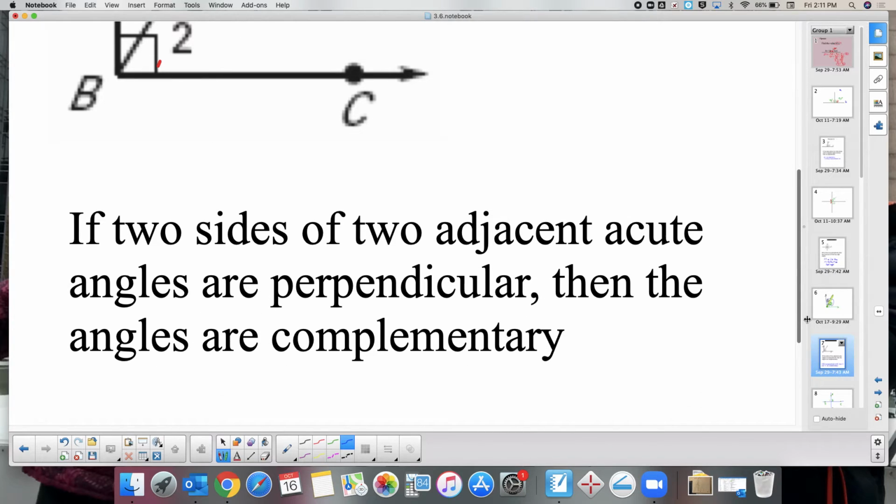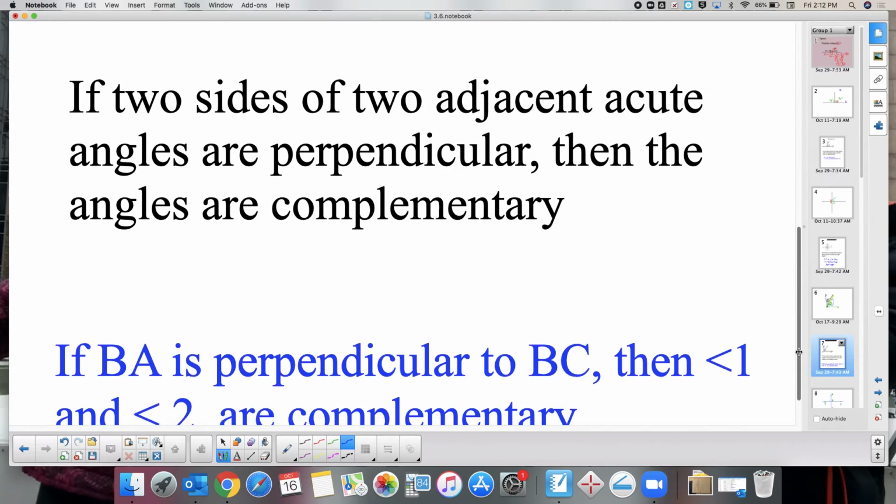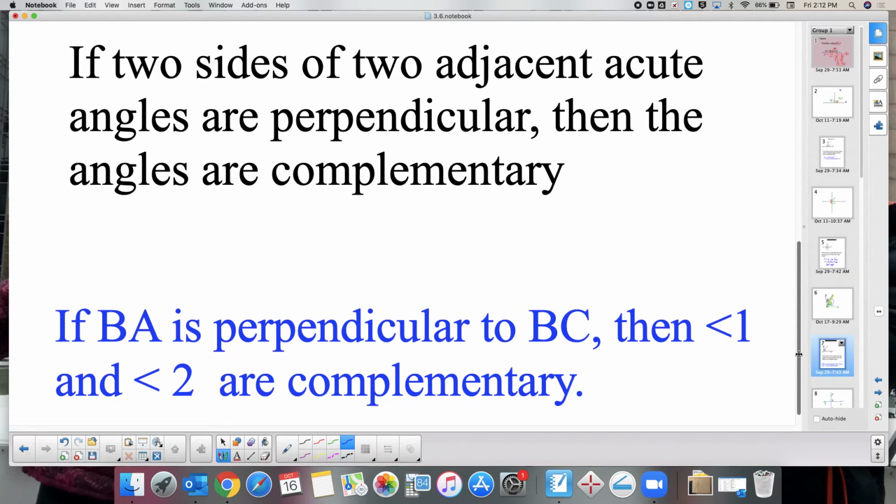So if two sides of two adjacent acute angles are perpendicular, then the angles that they make are complementary. So basically they're just saying, if BA is perpendicular to BC in your picture, then angle 1 and 2 are complementary, meaning they add to 90 degrees.